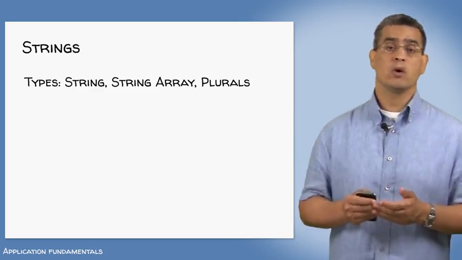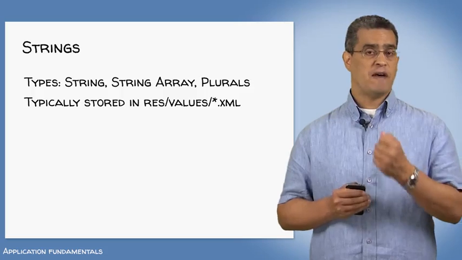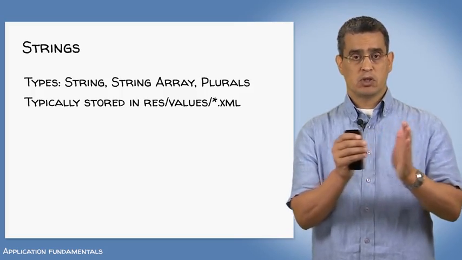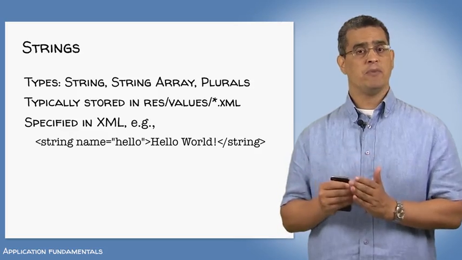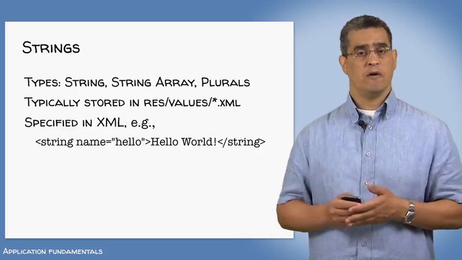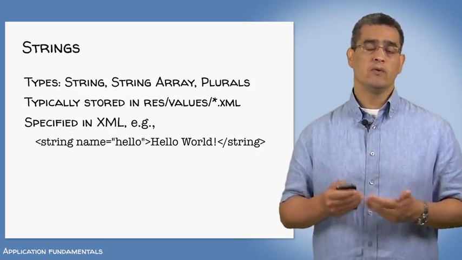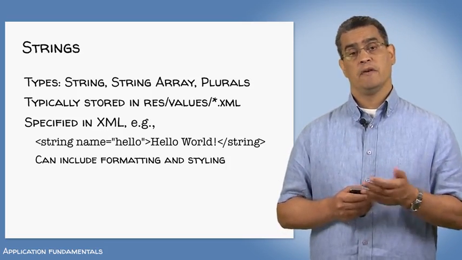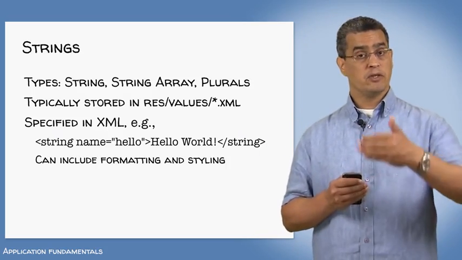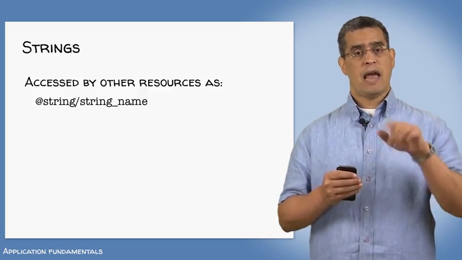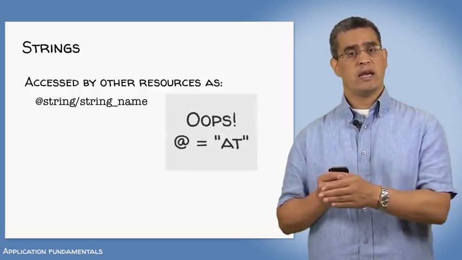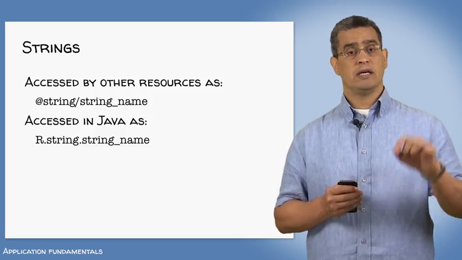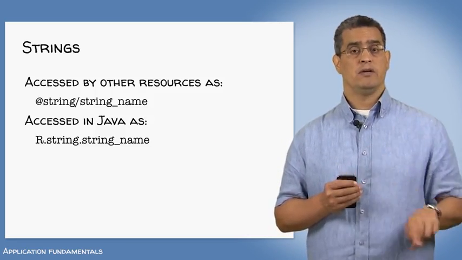And the strings are typically stored in an XML file in the res/values directory of your application. And the format is an XML string tag containing a name attribute and then containing the actual string itself. And that actual string can include formatting and styling information, things like HTML tags, for example. Finally, other resource files can refer to the strings that you've defined as @string/string_name. In Java code, you can also access these strings, but this time you do it as R.string.string_name.